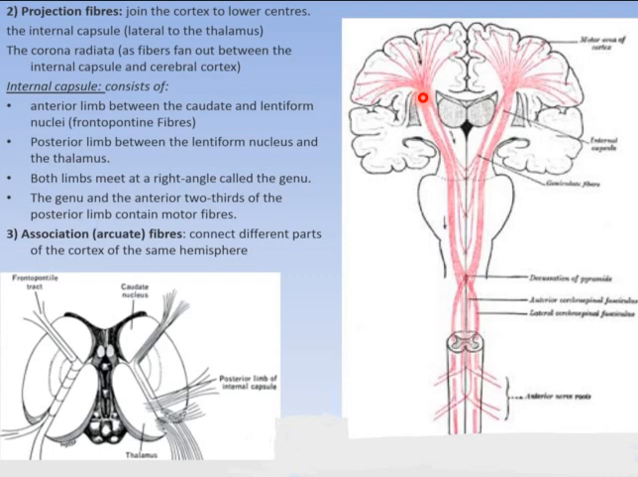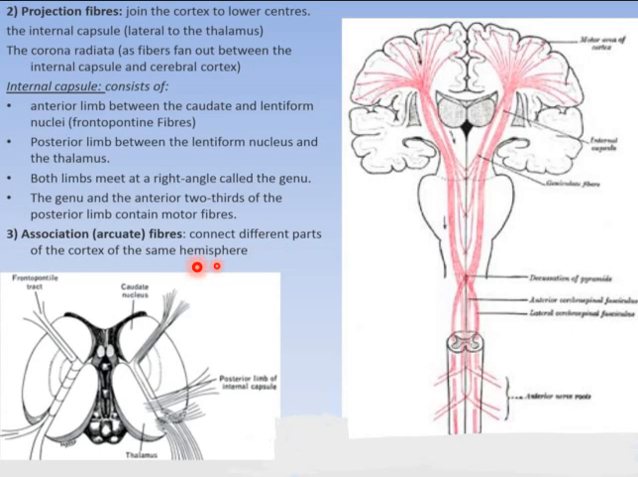You don't see the anterior and posterior limbs on coronal images. You see them on axial images. The posterior limb is located between the lentiform nucleus and the thalamus. Both limbs meet at a right angle called the genu. The anterior two-thirds of the posterior limb contain motor fibers.